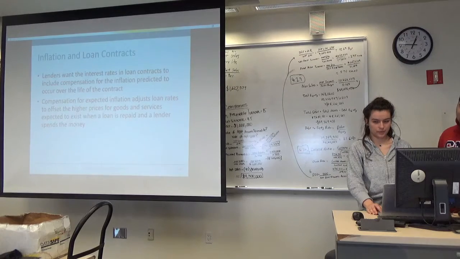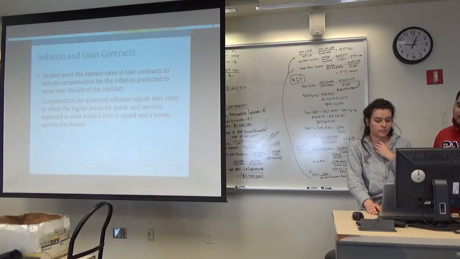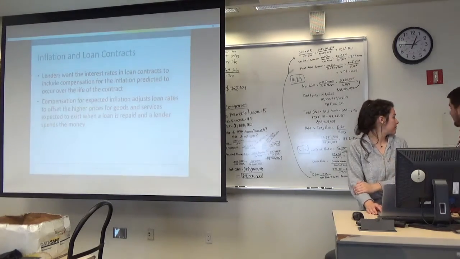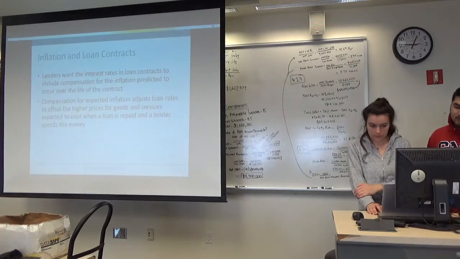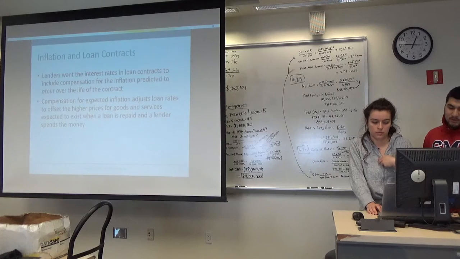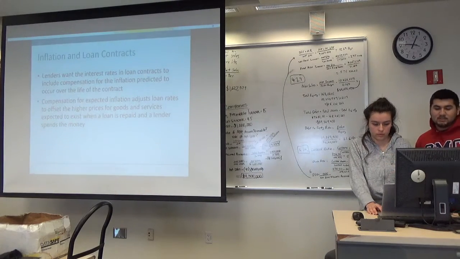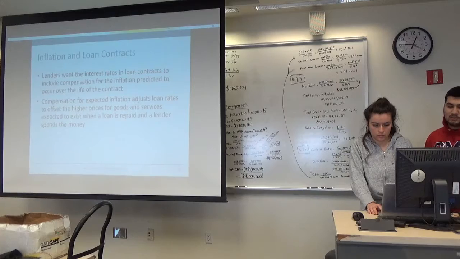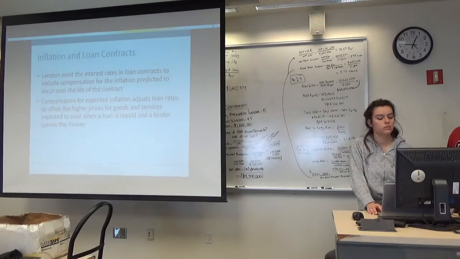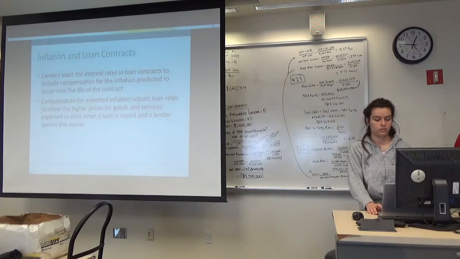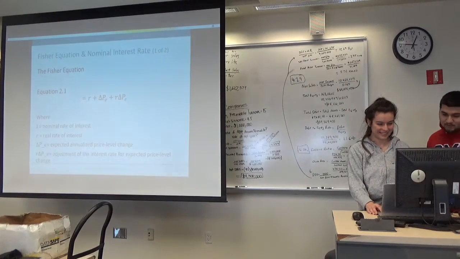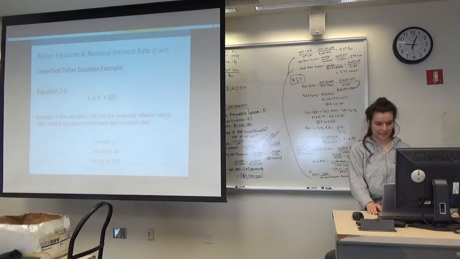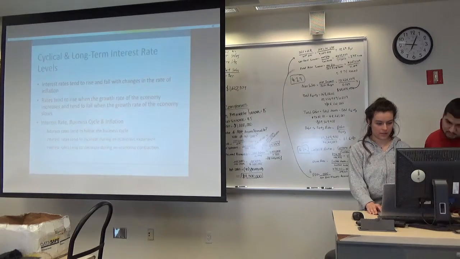Inflation in loan contracts. Lenders want the interest rates in loan contracts to include compensation for the inflation predicted to occur over the life of the contract. Compensation for the expected inflation adjusts loan rates to offset the higher prices for goods and services expected to exist when a loan is paid back. The Fisher equation is cyclical and long-term interest rate levels.